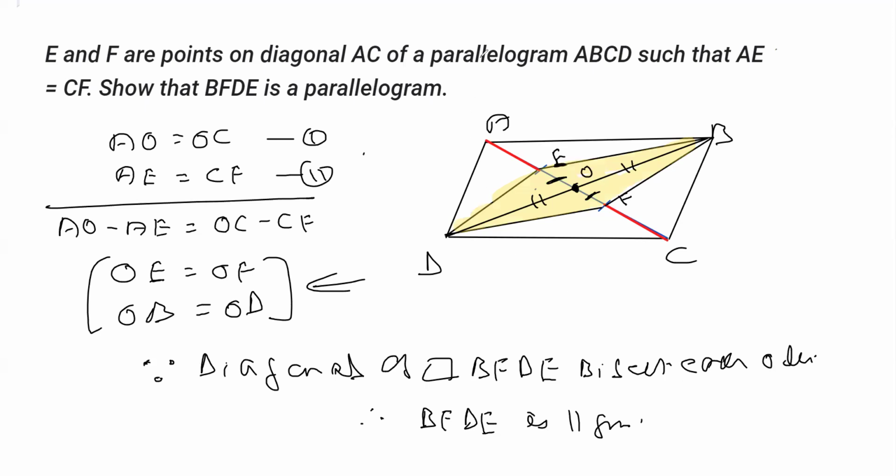The alternate was proving these two triangles congruent and writing this side equal to this, and similarly proving this triangle congruent to this. We could have proved this is equal to this, but that would be a longer way.